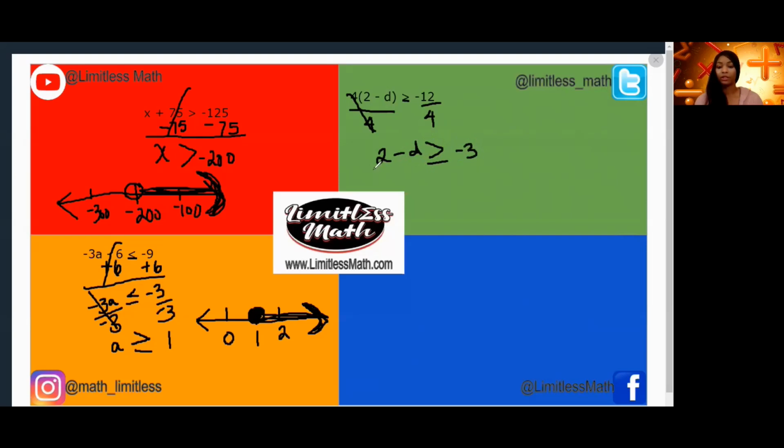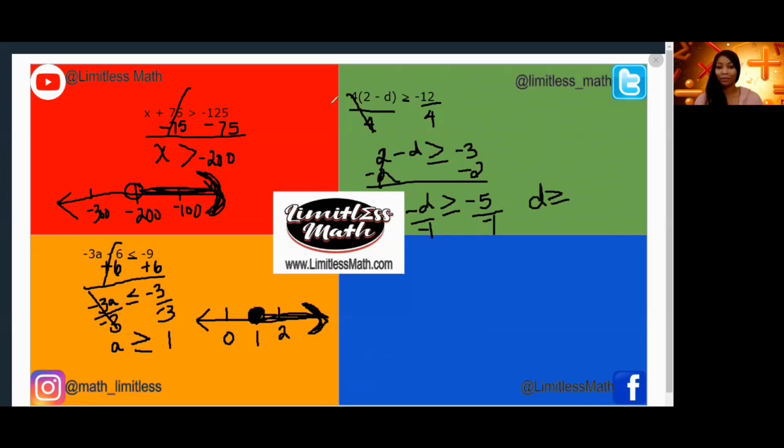From here, we want to subtract the 2 on both sides. We end up with negative d greater than or equal to negative 5. Now, at this point, we are not finished. We're close. We don't want negative d. We need to divide both sides by negative 1. We don't see it there because we're highly skilled. We did not write that 1, but we want to go ahead and divide both sides by negative 1 so that we end up with a positive d.